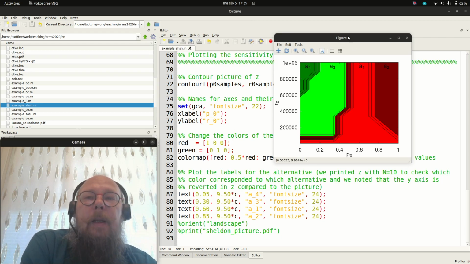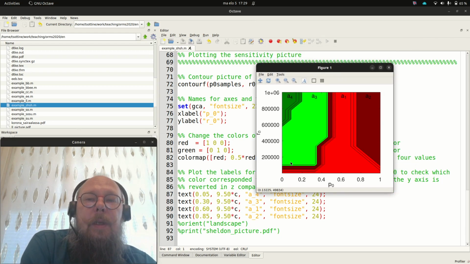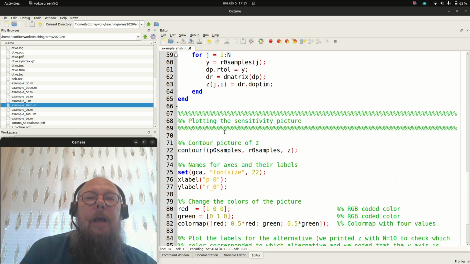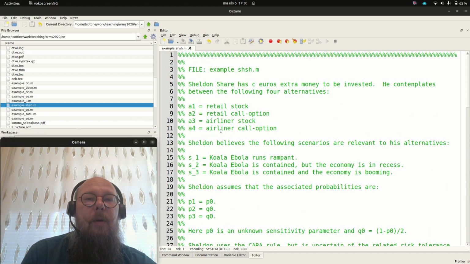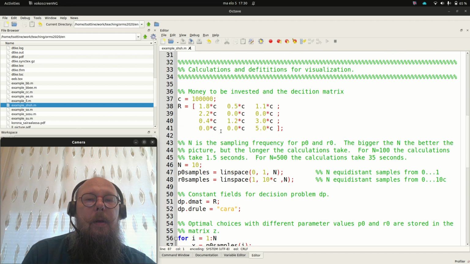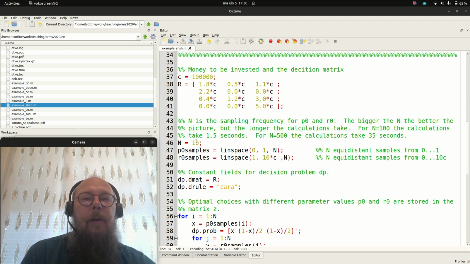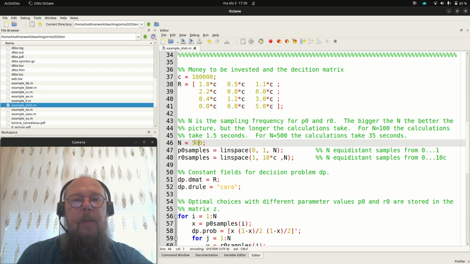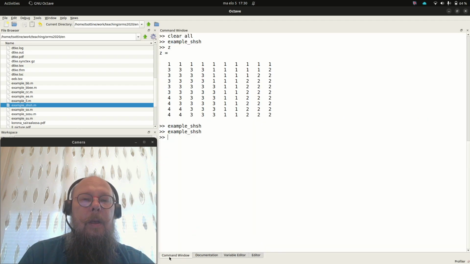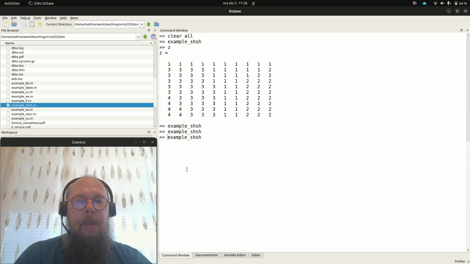And then finally, let's get back to this. This picture is not correct. It's a bit of an artifact because the matrix Z is too small. To make Z bigger, then these borders will be more correct. And let's have this back to 500. This will take some time. Sorry about that. Control S, I saved it. And let's call this, and let's time it now.